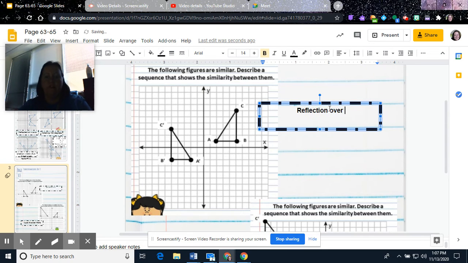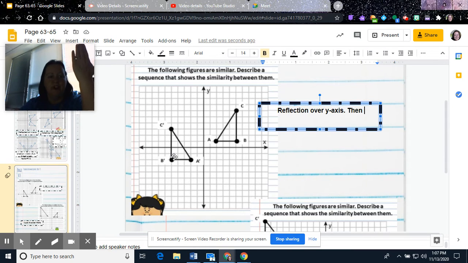Reflection over, since it went like this, it's the y-axis that is the line of symmetry. So since A is 2 this way, it would take it to 2 this way. So they reflected it over the y-axis, and then they translated it, because once you've reflected it, it's going to be in the same position.